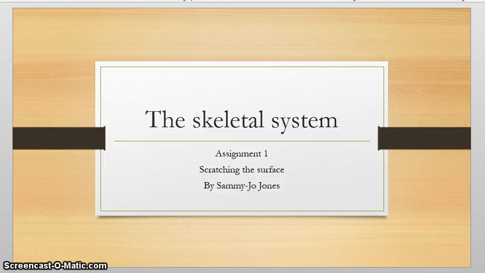My name is Sammy Jo Jones, and this is my anatomy assignment 1 for the skeletal system, scratching the surface.